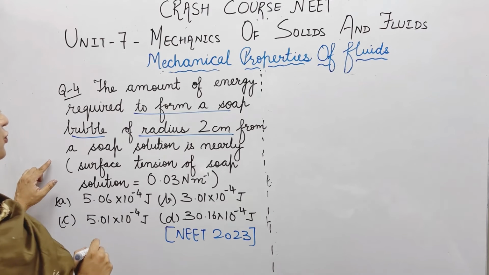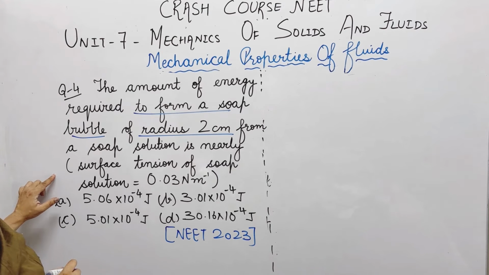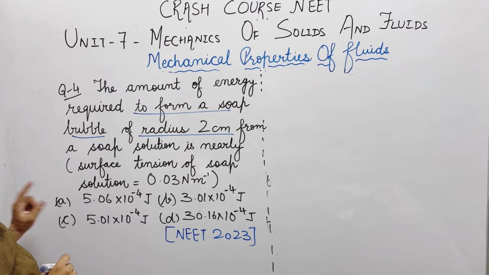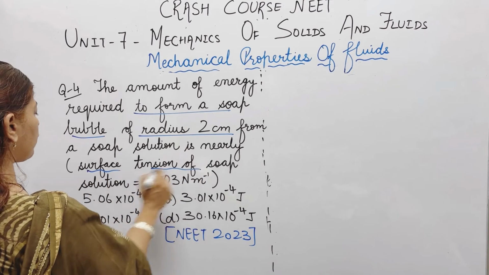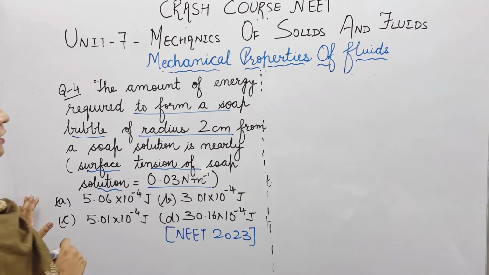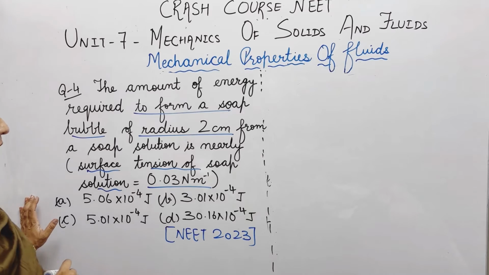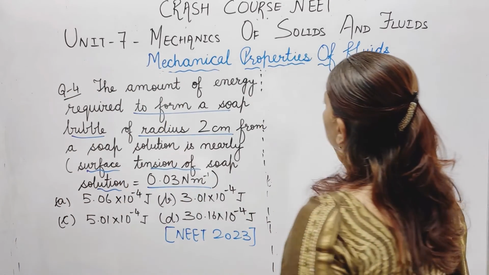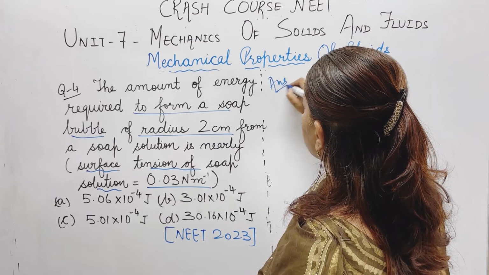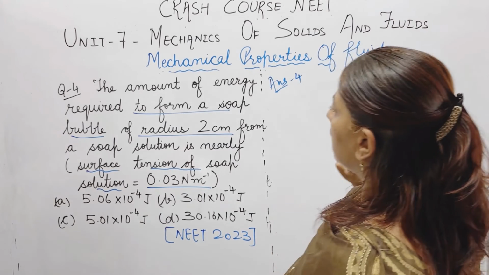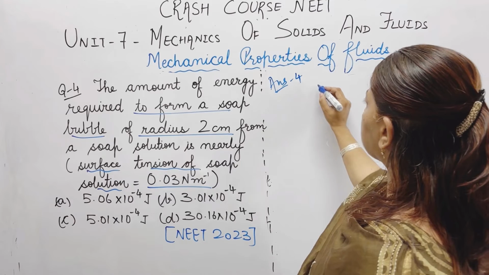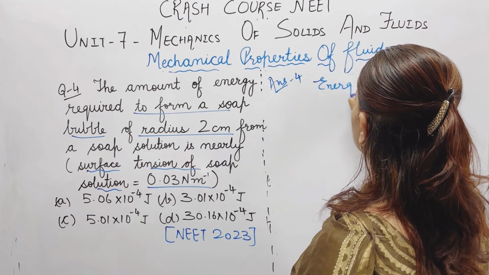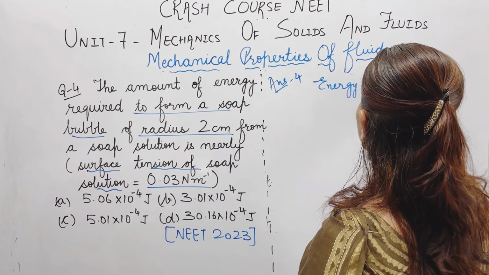The fourth question is the amount of energy required to form a soap bubble of radius 2 centimeter from a soap solution is nearly, and these four options have been given. Along with that, surface tension of soap solution is given to us 0.03 Newton per meter. And this question has come in the NEET 2023. Again, it is a formula based simple numerical. We need to find out the energy required to form the soap bubble.